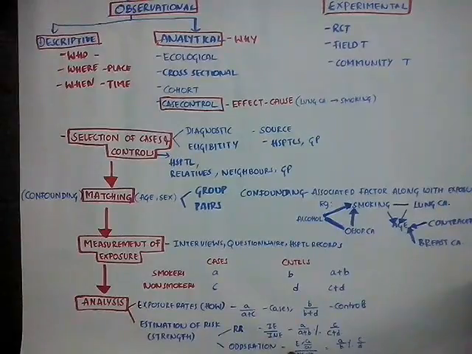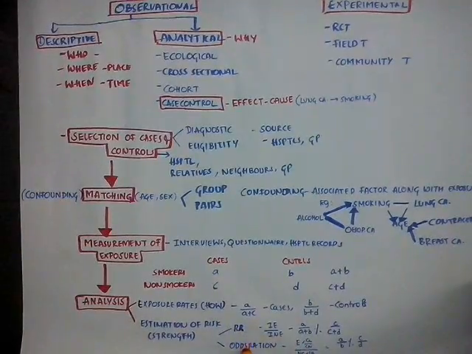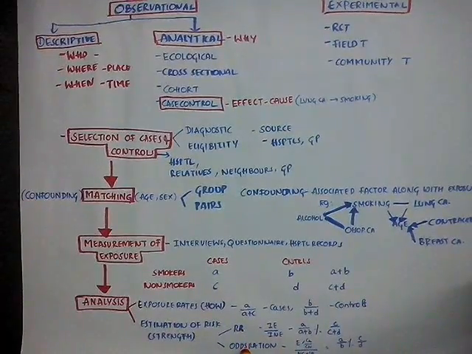Whereas the odds ratio is also similar to relative risk. It also tells about the strength of association between exposure and disease outcome. Here, it is exposed case by control over non-exposed case by control. That is, exposed case A by exposed control B, divided by non-exposed case C by non-exposed control D.